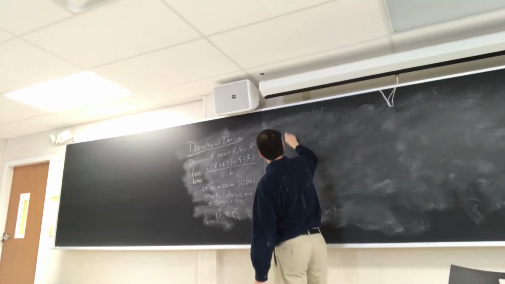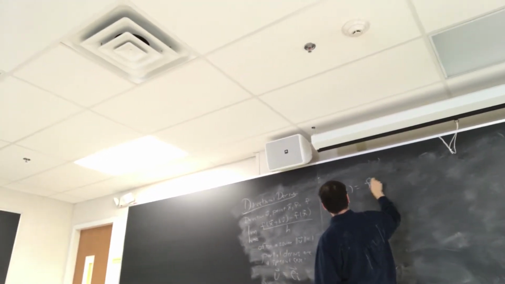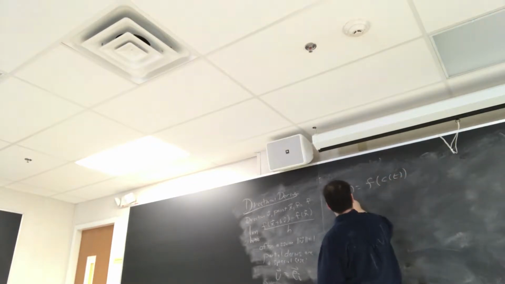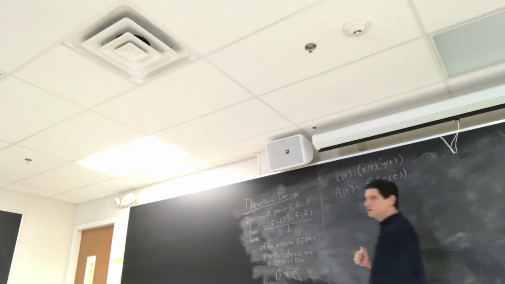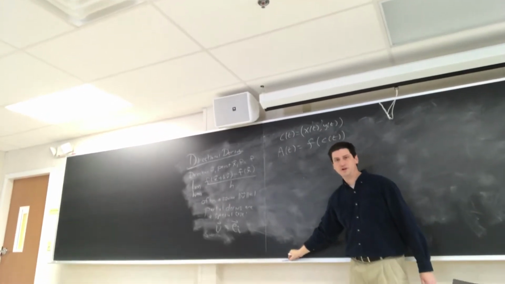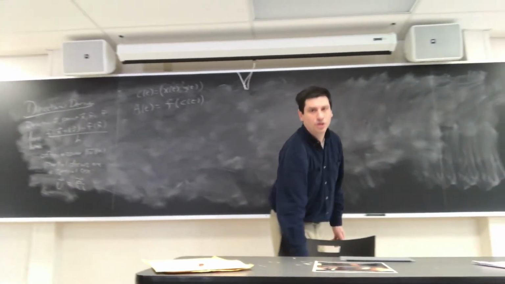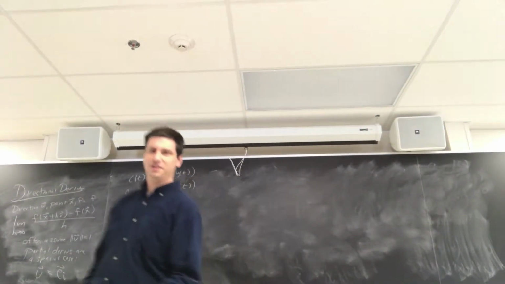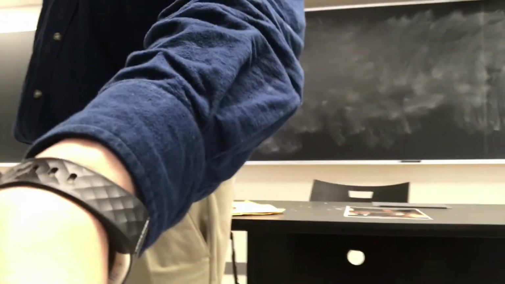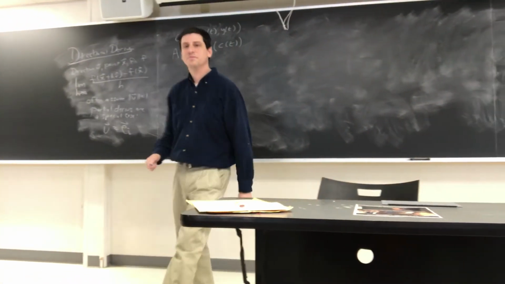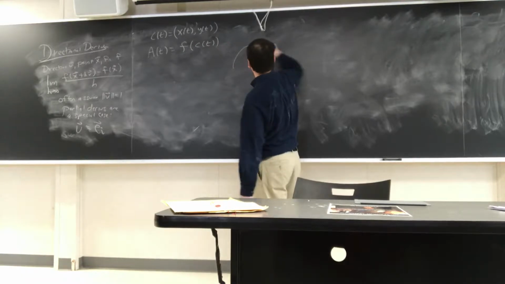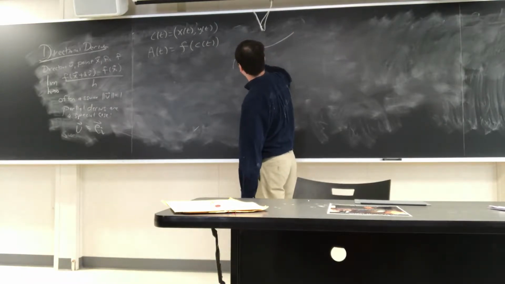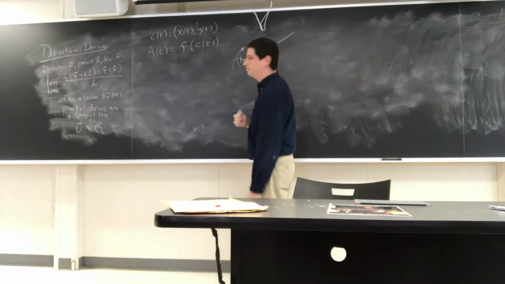So let's let a of t be f of c of t, where c of t is x of t, y of t. So you could do this for more than one direction. I'm going to just do this right now for the case of 2 dimensions. All right. So I have over here, here's my point maybe x naught, y naught.